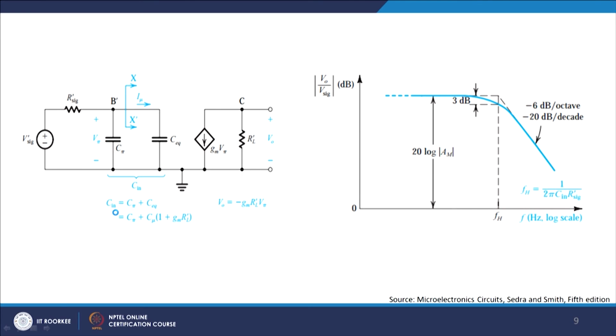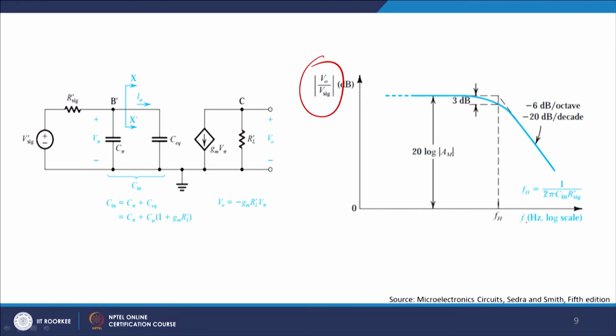With this, if you plot again, it is exactly the same thing as your previous case. So a common source MOS based amplifier and a common emitter bipolar transistor at high frequency look almost the same, qualitatively as well as quantitatively. If you plot gain versus frequency, you see that your cutoff frequency FH comes out to be again somewhere here, which depends upon the value of C in and R sig prime.